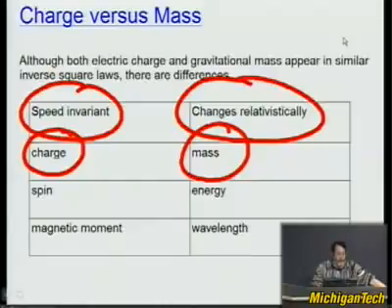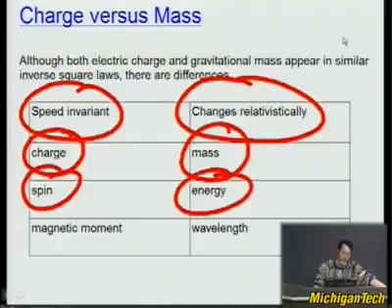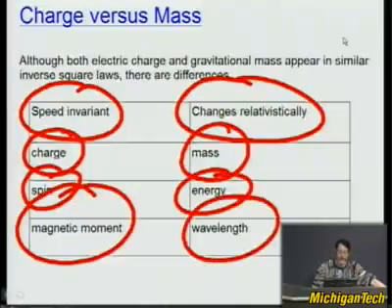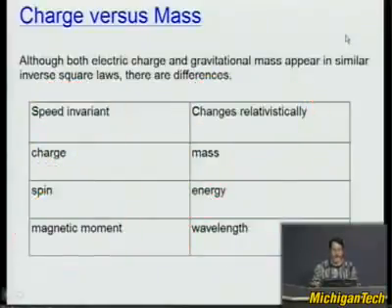Electricity and gravity have fundamental differences. Also, consider something that has fundamental spin. A charged particle isn't going to change its spin. An electron doesn't have more spin when moving quickly. However, it might have more energy. Magnetic moment is the same, and wavelength is the same. So there are things that line up on either side of these, and charge is not the same as mass.